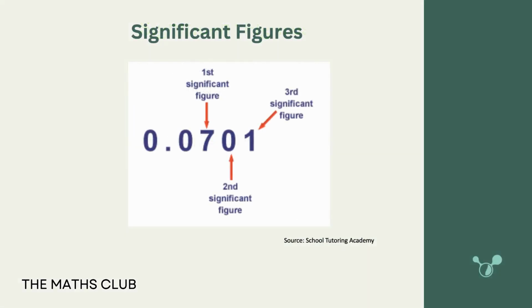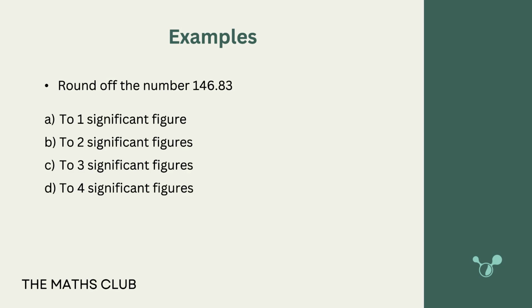And if you see this particular image, you can see there are zeros right before, so all these zeros are not significant. This is the first significant figure, second significant figure, and third significant figure. Great. So let's look at some examples. So it says round off 146.83.